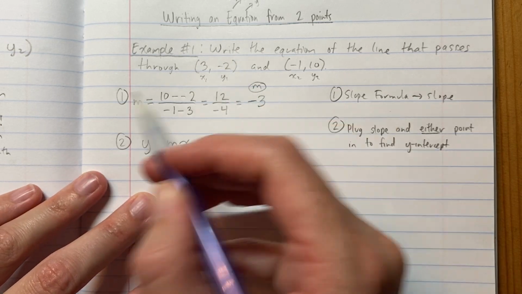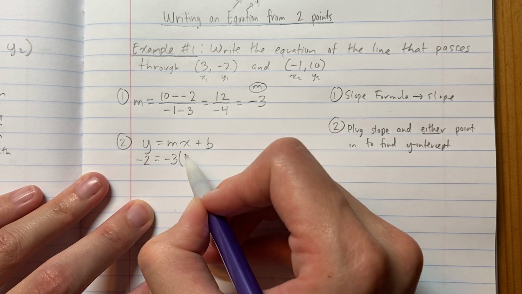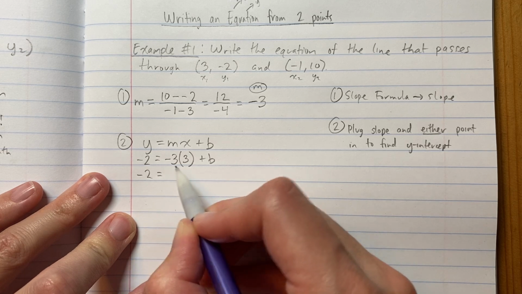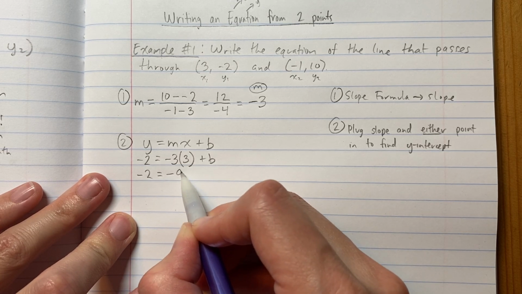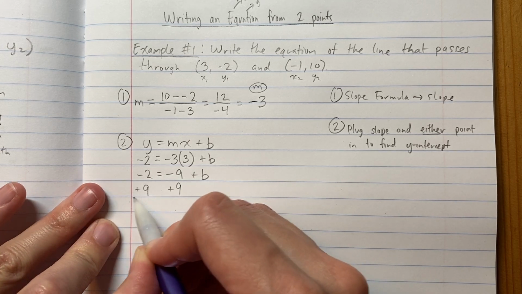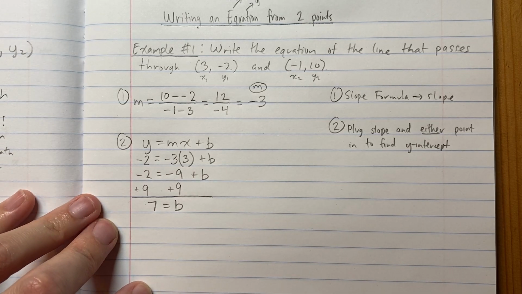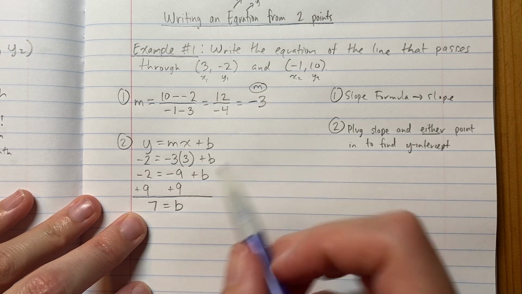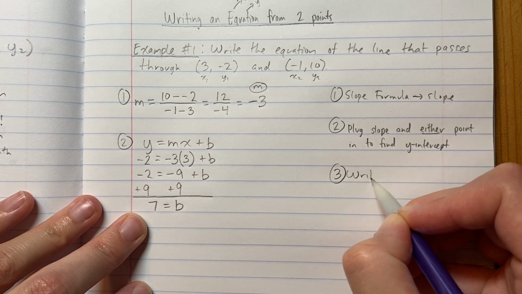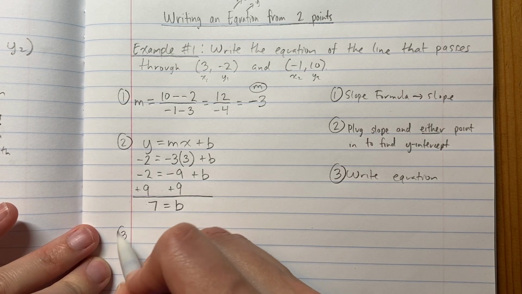So I'm going to plug in -2 for y. And I'm going to plug in 3 for x. And I'm going to solve for b. So I get -2 equals -3 times 3 is -9. And I'm going to get rid of this 9 by adding 9 to both sides. And I get 7 equals b. Okay, so I now have my slope and I have my m and my b, right? So now I'm going to write the equation. Okay, so that looks like this.